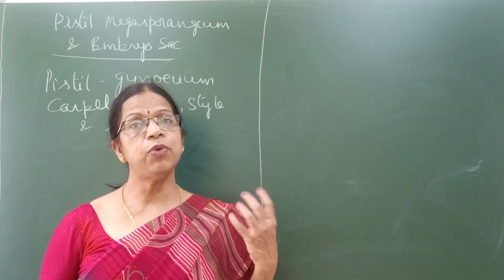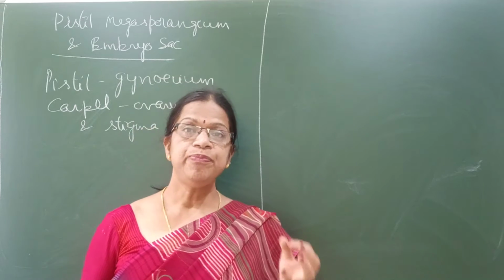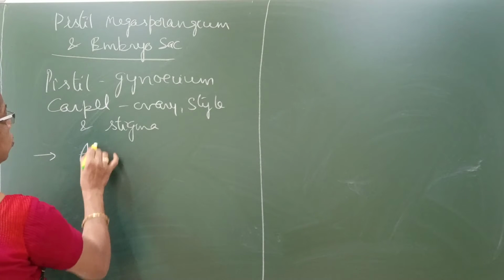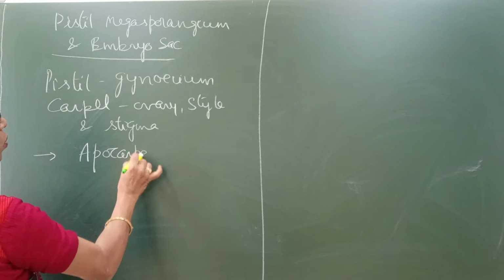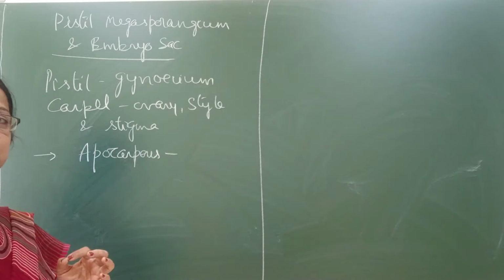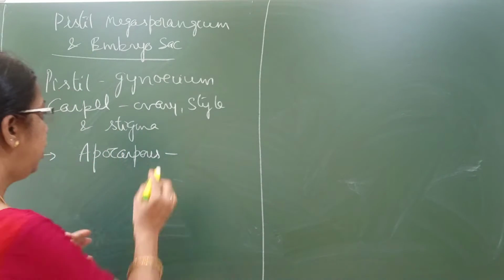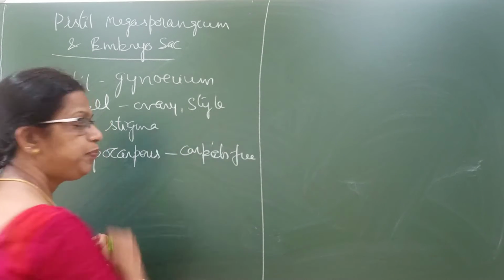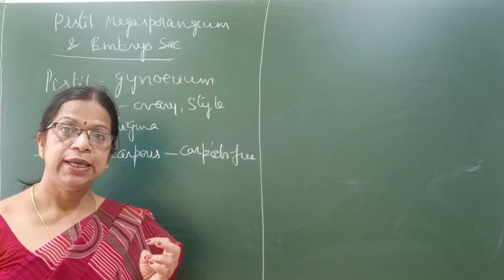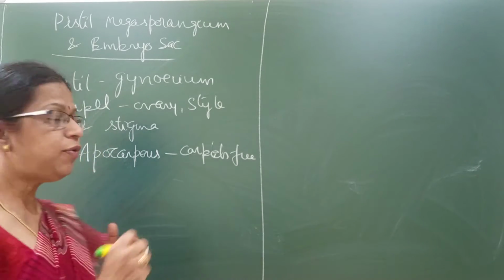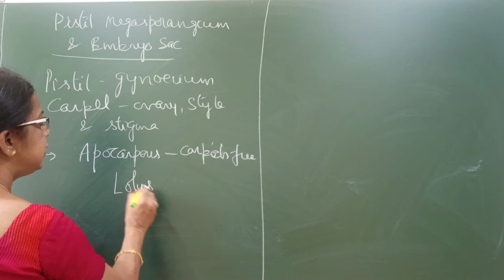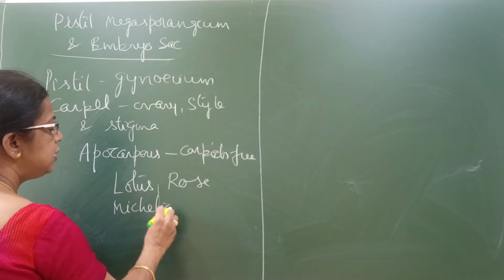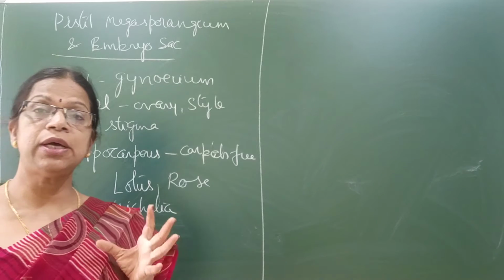If it is more than one carpel, then the carpels may be either in free or fused condition. So there are two types according to their fusion. A gynoecium is called apocarpous if all carpels are free. For example, we have the apocarpous condition in lotus, rose or Michelia. That means all carpels are free.